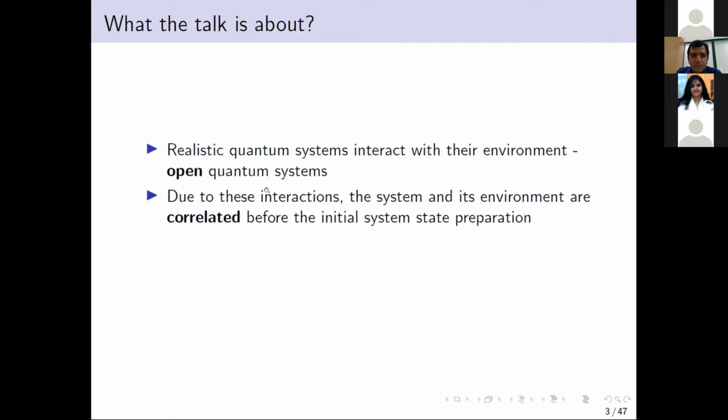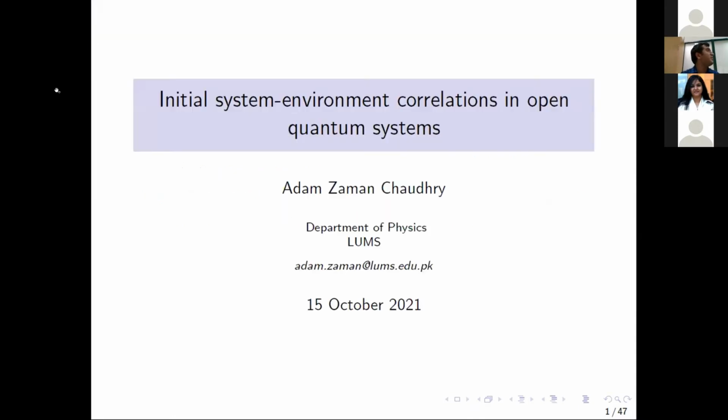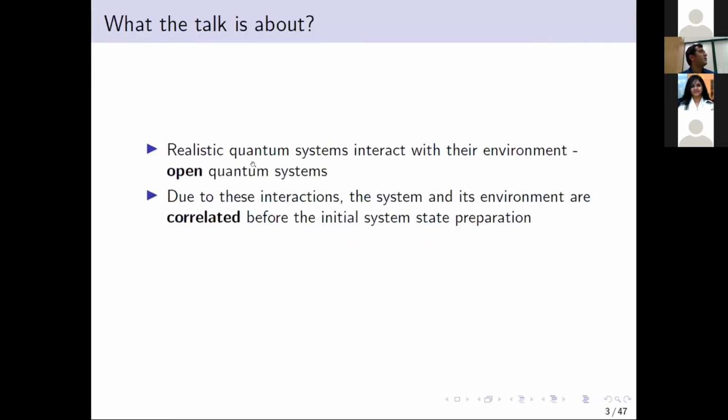The key point I would like to emphasize in my talk today is that due to these system environment interactions, the system and its environment generally become correlated. In particular, they are correlated before you even prepare some desired initial system state. No matter what kind of quantum protocol you have, you usually initialize your system to some desired initial state, and then you carry out a series of unitary operations and perform some measurements. But because of these system environment correlations, they can actually play a role even after you have initialized your system state. That's what the word initial means here.